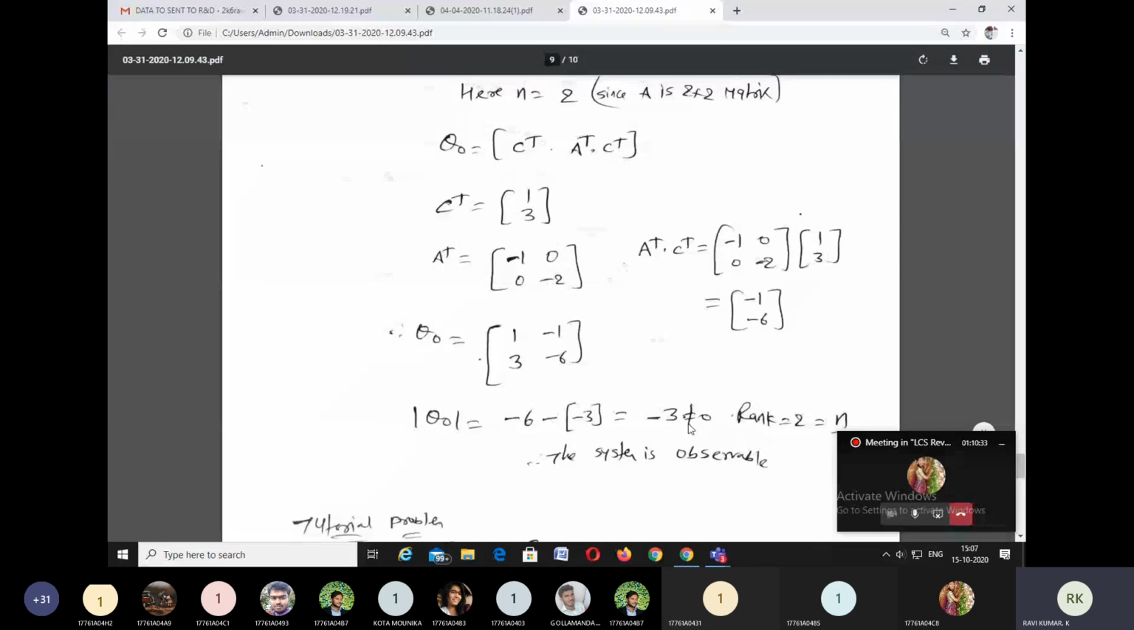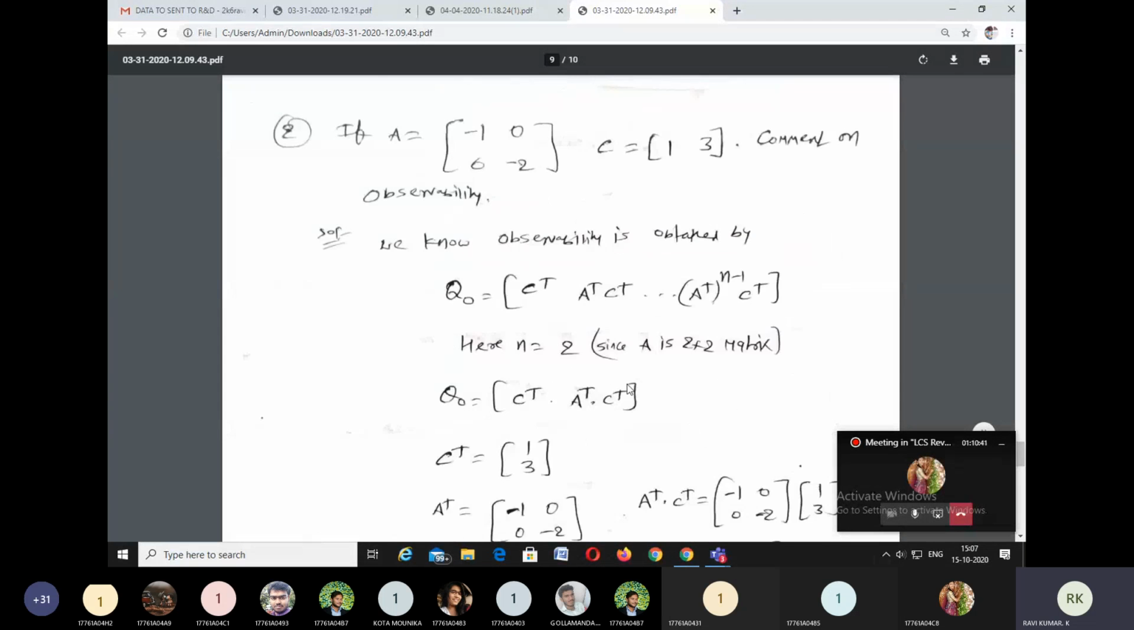AD minus BC is equal to -3, so the determinant is not equal to 0 and the rank is 2 here. The rank is 2, then it is observable. So for observability, the formula is Q0 is equal to C transpose, A transpose C transpose, and so on up to A transpose whole power n minus 1 into C transpose. For observability, we require only the A and C matrices.